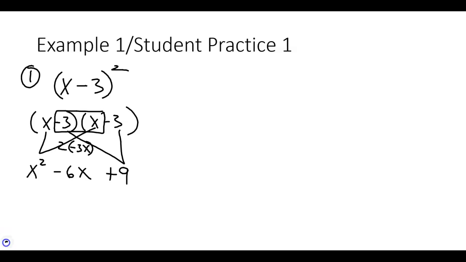So what's negative 3 times x? Well, negative 3 times x is negative 3x, right? Now double it. There you go. It was all discombobulated. We'll do another one.